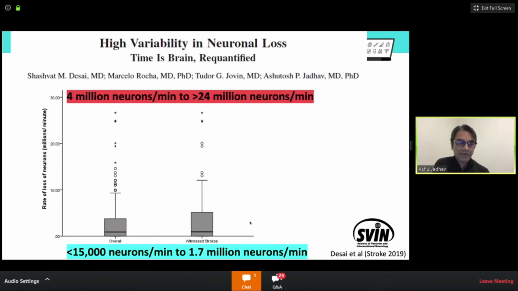So on average, in our data, we do see that patients lose 2 million neurons per minute, but there are extremes. So there are patients who lose more than 24 million neurons per minute, and there are patients who lose less than 15,000 neurons per minute. So there's a wide spread. And so when we think about a workflow, we are increasingly appreciating that 1 minute of time or 2 minutes of time is maybe different between patient A and patient B.